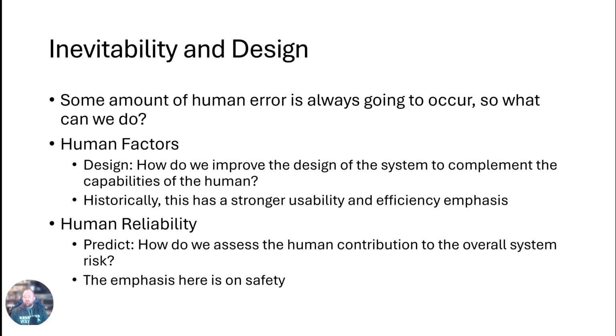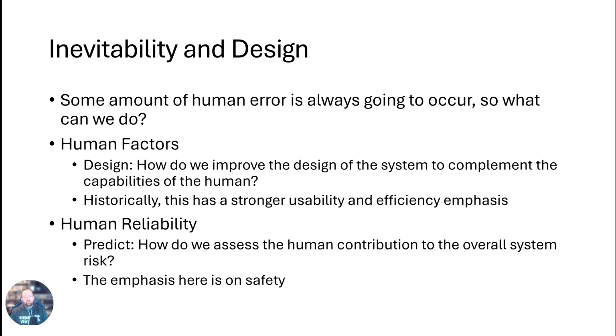So if we look at two areas of this, human factors and human reliability, human factors tends to focus on the design. So how do we improve the design of this system, task, organization, etc., to complement the capabilities of the human? How do we set up the human for as much success as possible? They can't get 100%, but we can get them as close as possible. Historically, we look at this from a usability and efficiency emphasis sometimes.